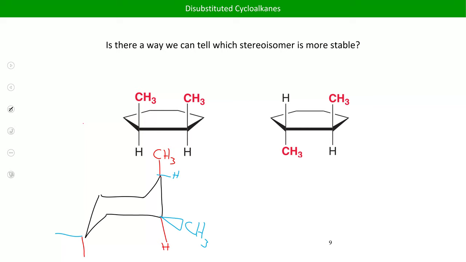When we do chair flips, would you like to see the boat conformation as well? If it's helpful to you. Once you're comfortable drawing the chair flips, you don't need to show the boat. Because our chair flip here is just going to look like.